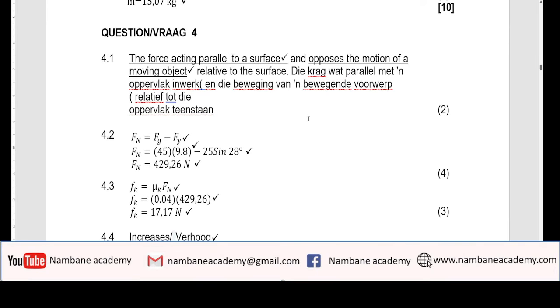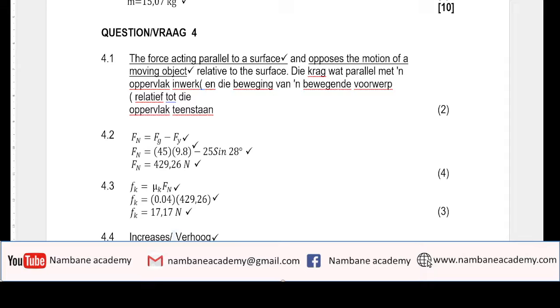Question 4. Okay. I think we will see when we go further on, sir. Question 4. A young man is pulling a girl on a sledge with a force of 25 Newton at an angle of 28 degrees to the horizontal, and the coefficient of friction is 0.04. The combined mass of the girl and the sledge is 45 kilogram. 4.1. Define kinetic frictional force, which is the force acting parallel to a surface and opposes the motion of a moving object relative to the surface.